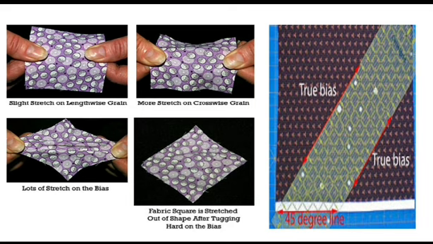See the next picture. In the fabric, the line indicates the bias, which runs exactly at a 45-degree angle. So here it represents the true bias. When the line exactly follows the 45-degree angle, that bias is called true bias.